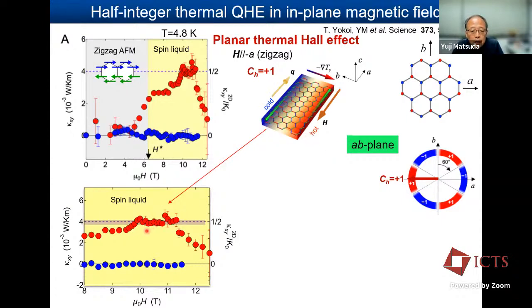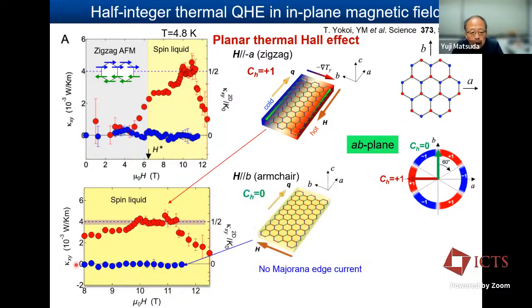So if the magnetic field is applied parallel to minus A axis, we observe the thermal Hall effect. The sign is plus, and it is quantized. So this is consistent with the Kitaev model, where the Chern number is plus one. So by definition, this result indicates that the Chern number is minus one in the magnetic field parallel to minus A axis. Then if we apply the magnetic field parallel to B axis, then kappa xy is exactly zero. Then this means the Chern number is consistent with the Kitaev physics.